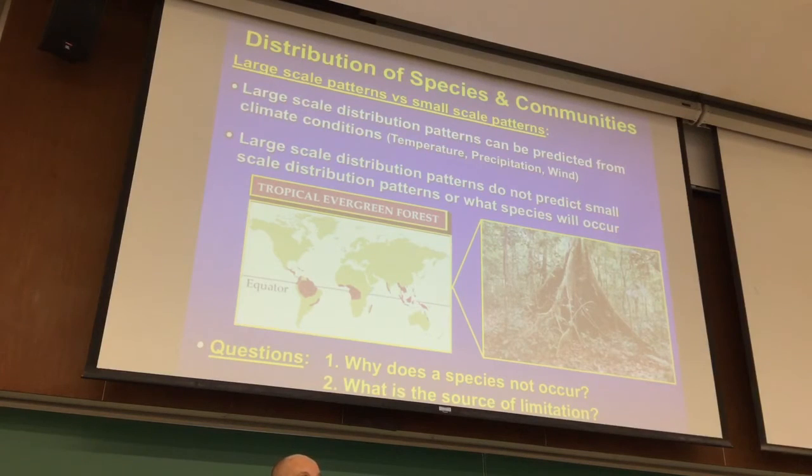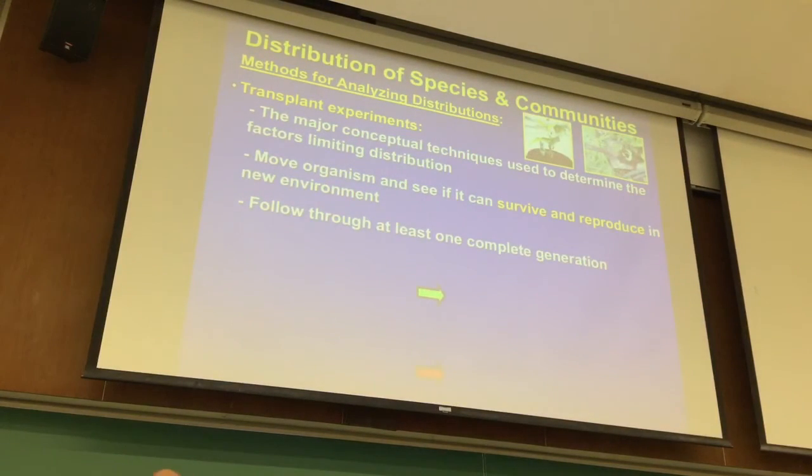Why is the species not here, but it's over there? Well, we have a tool, and that's a simple transplant experiment. If I want to know why it's here but not there, well, I'll take it from here and put it over there and see what happens. All right, so that's a basic transplant experiment. It is one of the major conceptual and experimental techniques that an ecologist utilizes to determine distribution of organisms.